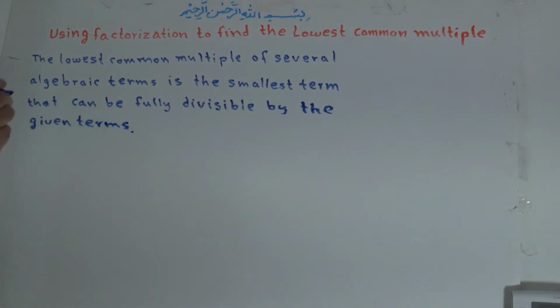The lowest common multiple of several algebraic terms is the smallest term that can be fully divisible by the given terms.